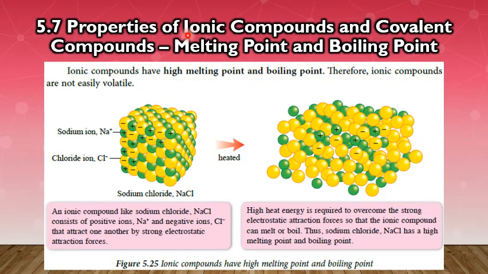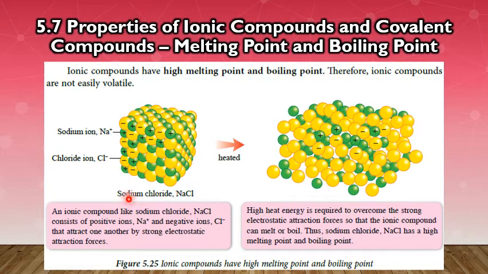Now we go to melting point and boiling point. Ionic compounds have a high melting point and boiling point. Therefore, ionic compounds are not easily volatile. So what is volatile? Volatile means turning into a gas or vapor, right? This figure shows that ionic compounds have a high melting point and boiling point.